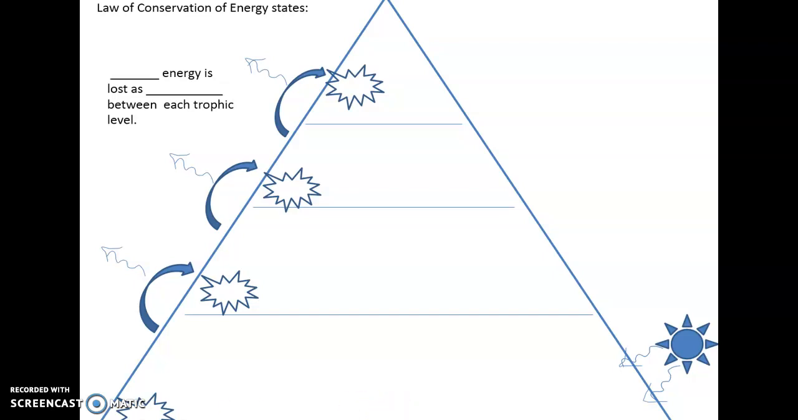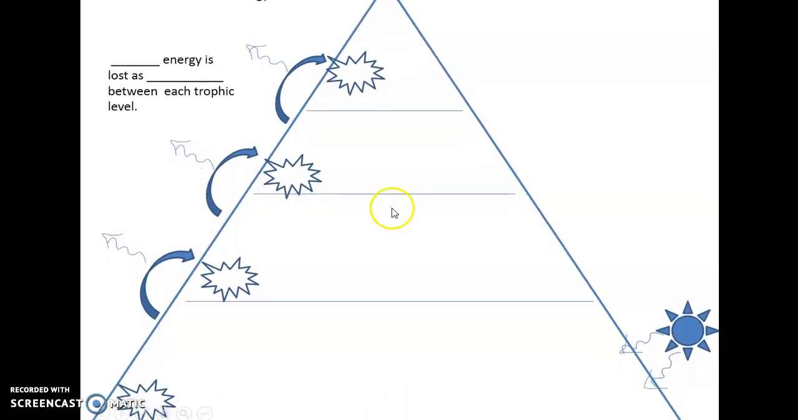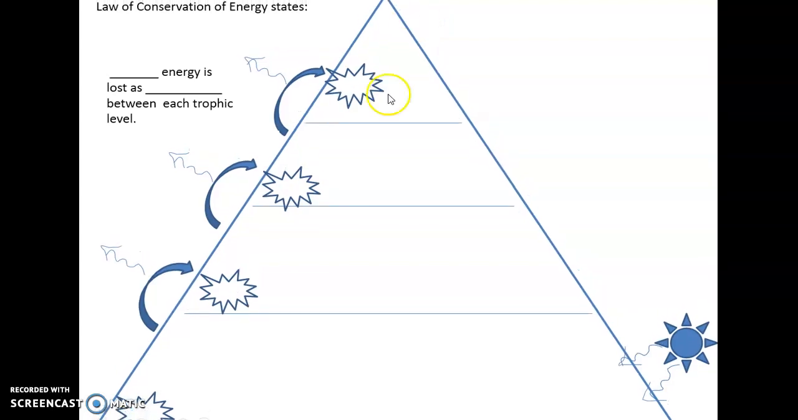Hey guys, so this is part 2 of your notes. It's not part 2 of that first lesson, but it's part 2 of your notes. So you're just going to fill in the second part of your notes, which should be energy pyramid. As I'm going through the video, pause it as you need to and make sure you fill in your notes.